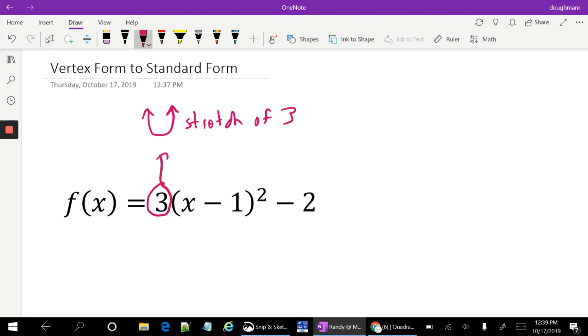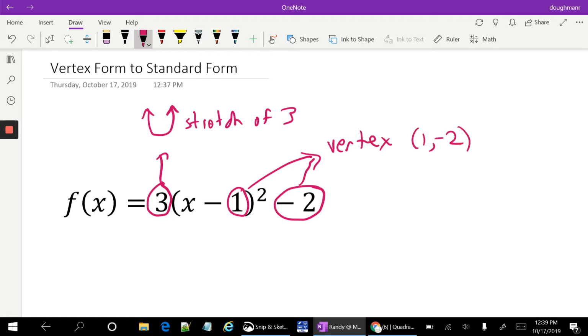Vertical stretch, all right? The next things we know is this 1 and this negative 2, that is our vertex. So the vertex is 1, negative 2. All right. And that is pretty much all we can tell from the vertex form.